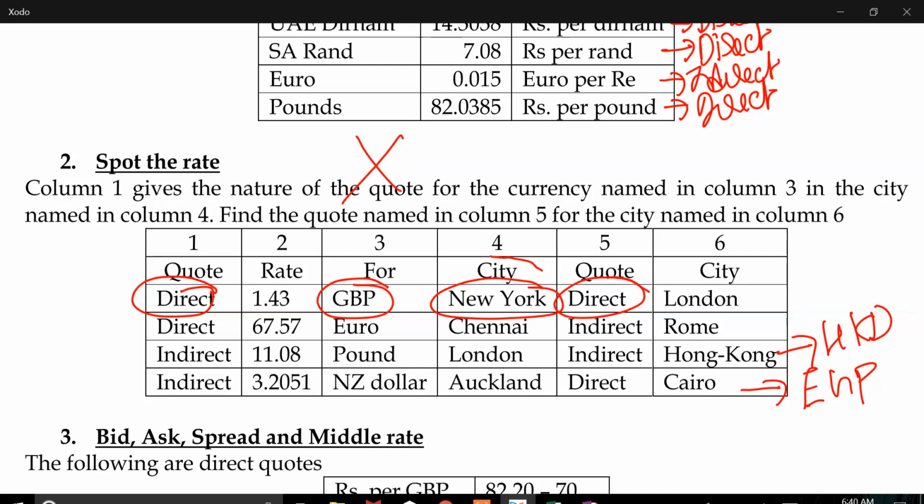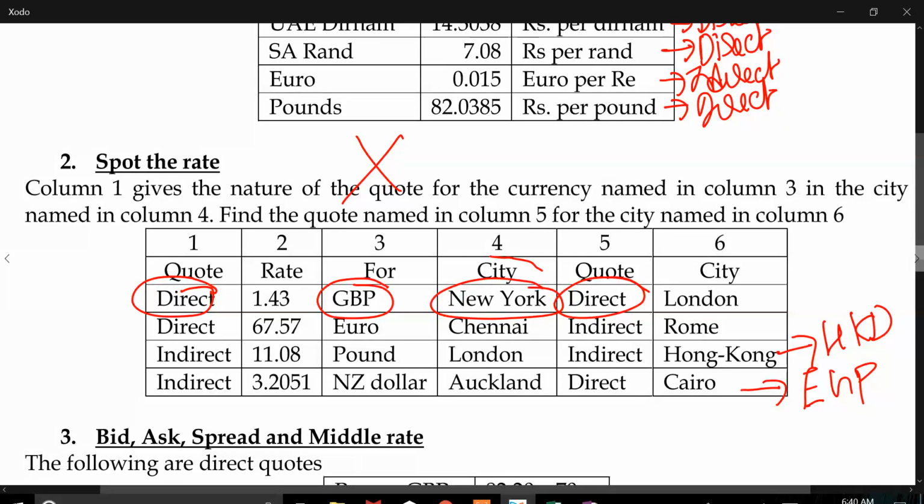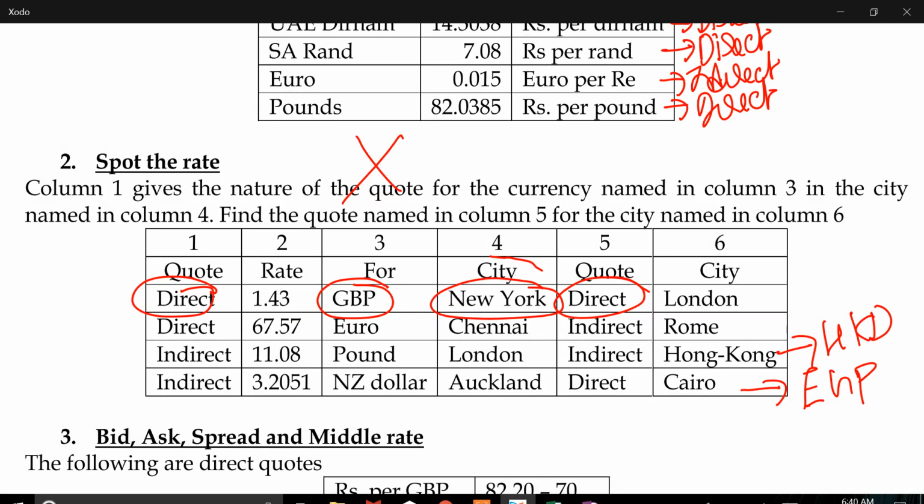What's the given quote for the third one? What is it overall? Is it pound per HKD or HKD per pound? HKD per pound. It's an indirect quote in London. London's home currency is GBP. So when it's an indirect quote in London, it technically becomes a direct quote in Hong Kong.